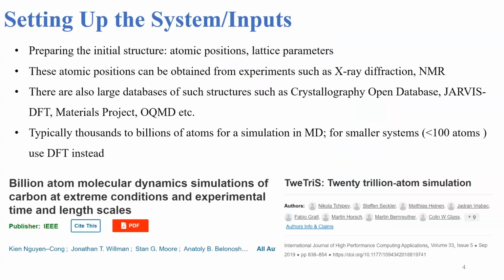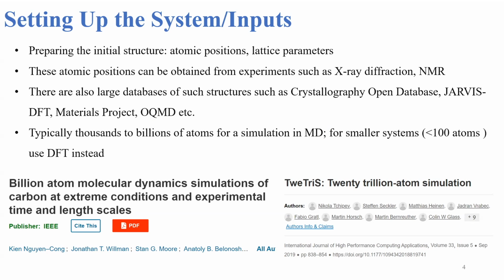So let's unpack that. Let's first talk about setting up the systems, or inputs. Very similar to what we did in density functional theory, we will prepare the initial structure with atomic positions and lattice parameters. These atomic positions can be obtained from X-ray diffraction, NMR, or from large databases such as COD, JARVIS, Materials Project, OQMD, and so on.